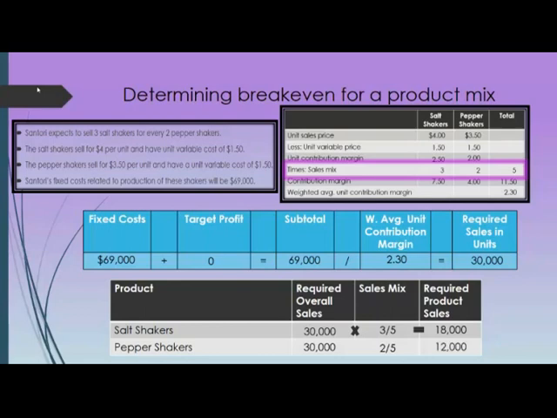And if you wrap your head around it for a second, it kind of makes sense. If we have to sell 30,000 units and we think 3/5 of those units are going to be salt shakers, well, that means selling those 30,000 units is going to mean we have to sell 18,000 salt shakers. And then whatever's left over, which is the 12,000 units left in the bundle, becomes our pepper shakers.